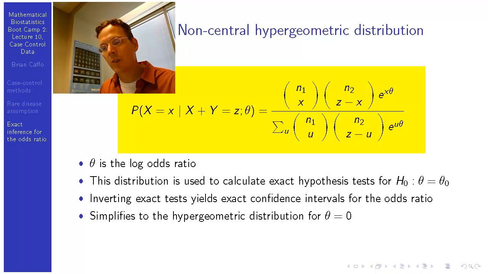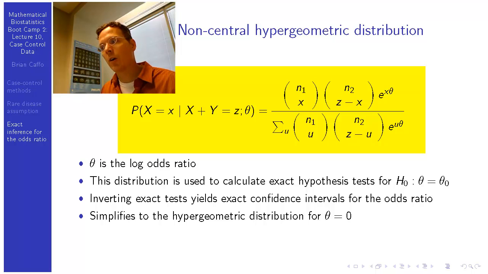Nonetheless, now we have a distribution for our two variables, because remember, I don't need to talk about x and y if I've conditioned on x plus y. If I know x, then I know y, given that I know x plus y. So you can use this distribution to calculate exact hypothesis tests for theta equal to theta naught, other than 0. The specific case 0 results in Fisher's exact test, the ordinary hypergeometric distribution. And then you can invert these tests to yield exact confidence intervals for the odds ratio.